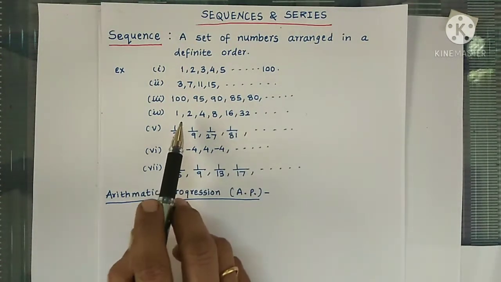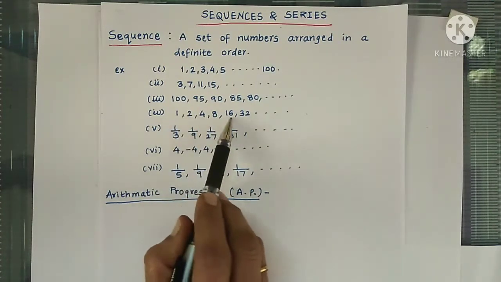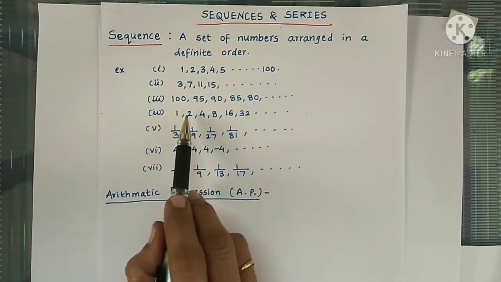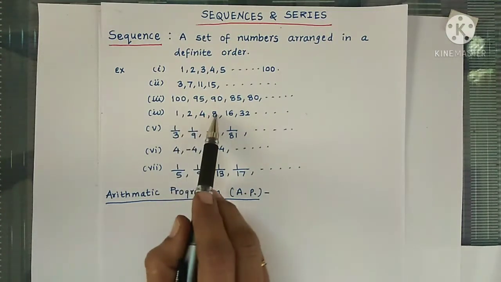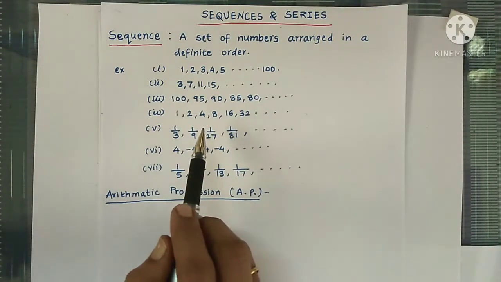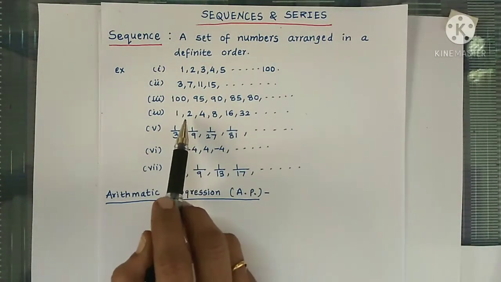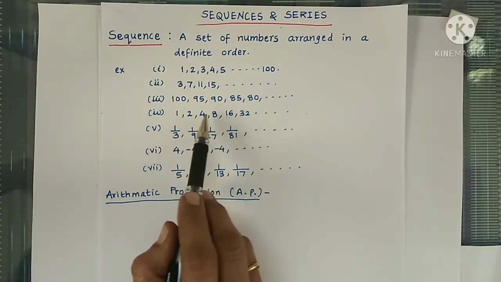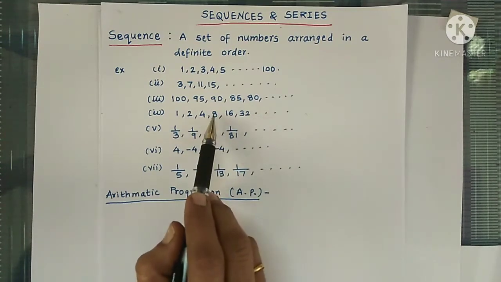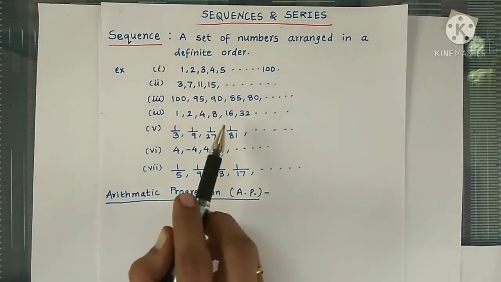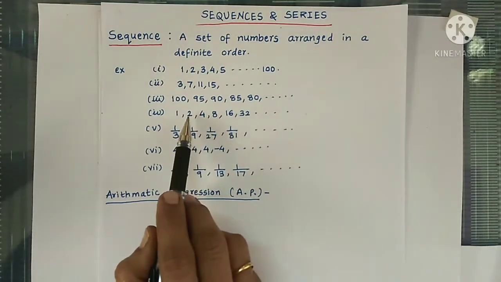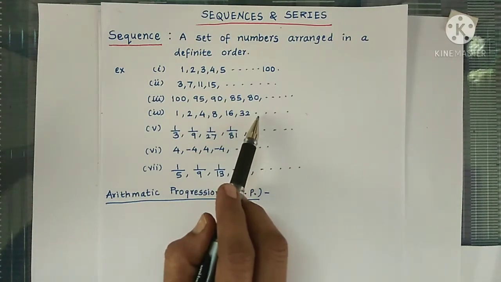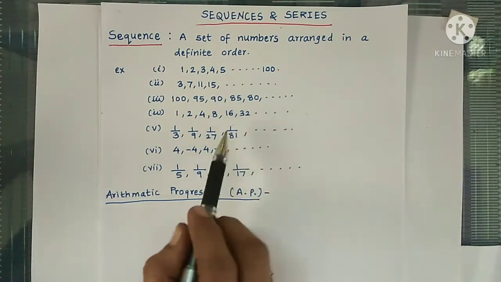In the next example, 1, 2, 4, 8, 16, 32 and so on. If we consider the difference, here it is 1, here it is 2, here it is 4. So the differences are not the same. But if we take the ratio, 2 upon 1 is 2, 4 upon 2 is 2, 8 upon 4 is 2, 16 by 8 is 2 again and so on. So the ratio is constant here. By multiplying the previous term by 2, we get the next term. So here the next term will be 64, then 128, then 256 and so on.